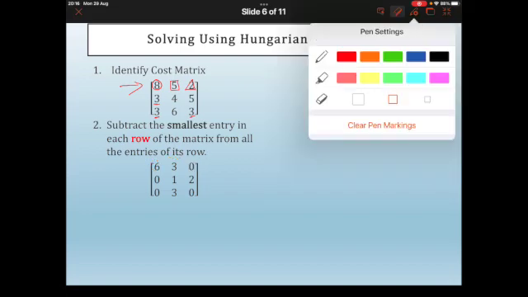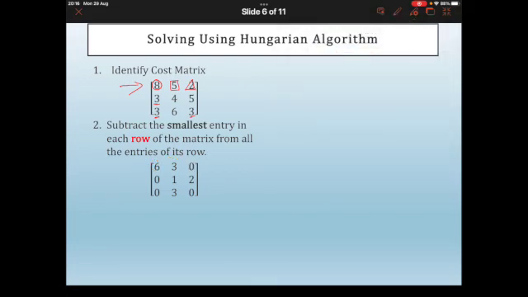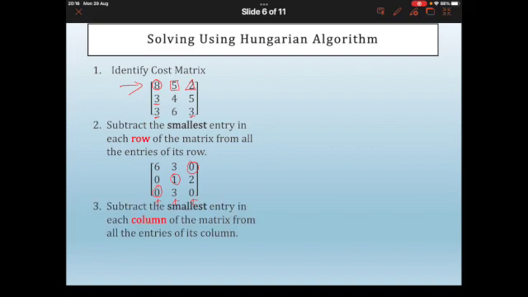Let's have a look at the column. Alright? So here, what is the smallest number? It is 0. The smallest number is 1. The smallest number is 0. So therefore, do the same thing as the row. What we need to do is subtract the smallest entry in each column of the matrix from all the entries of its column. Alright, so therefore 6 minus 0 is 0.